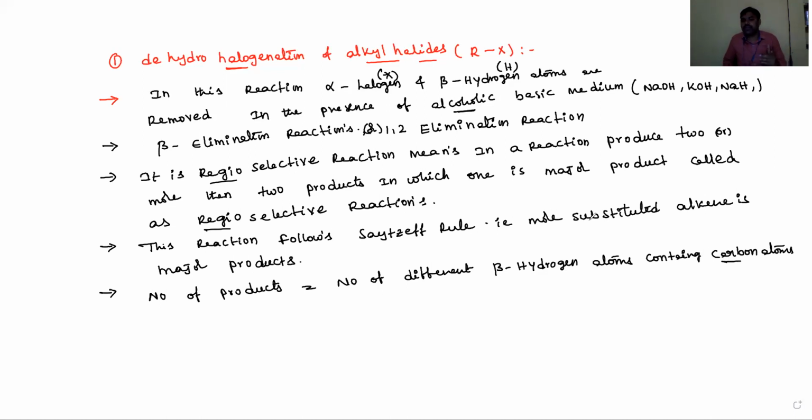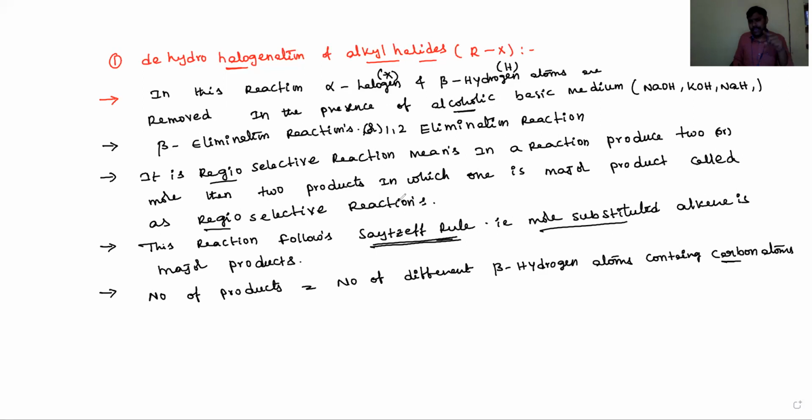Which is the major product? How to identify, dear students? That identification rule is known as the Saytzeff rule. According to the Saytzeff rule, more substituted alkenes are the major products. Tetrasubstituted alkenes are major over trisubstituted, then disubstituted, then monosubstituted, and then ethene. So if more than one beta hydrogen is present, it gives two or more products. Among that, the more substituted alkene is the major product.